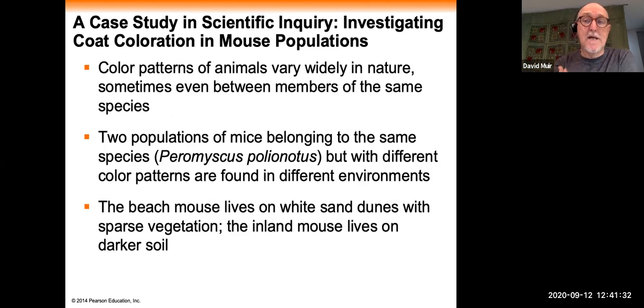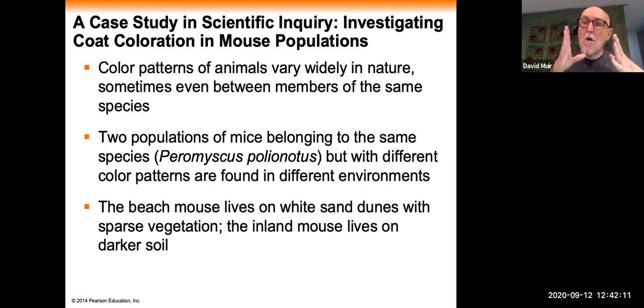So let's have a look at a real scientific experiment, a biological experiment. This was actually performed. Here it is relatively simplified. So what are the observations? The observations are, when we look at nature, we see the color patterns of animals. They vary very widely. And they will even vary between members of the same species. So we see a population of mice in one area and a population of mice in another area. Their colors may vary one from the other. Well, that's very interesting. Why are their colors varying?